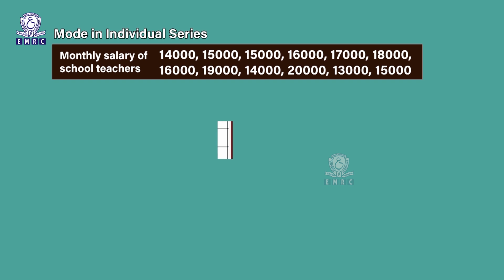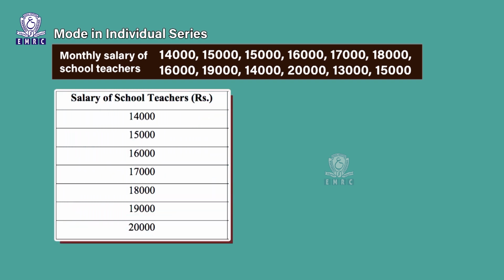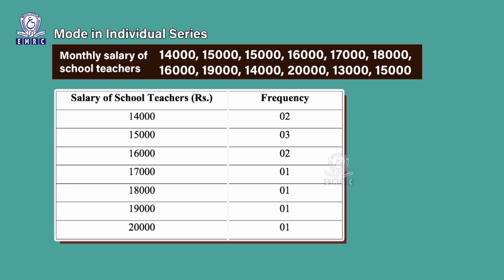Solution. Now the first step is we have to draw a table and arrange the salaries in ascending order: 14,000, 15,000, 16,000, 17,000, 18,000, 19,000 and 20,000. There are two teachers who are receiving 14,000. So the frequency is 2. There are 3 teachers who are drawing 15,000 salary. So the frequency is 3. There are 2 teachers who are drawing the salary of 16,000. So the frequency is 2. We are going to just place it adjacent to that.